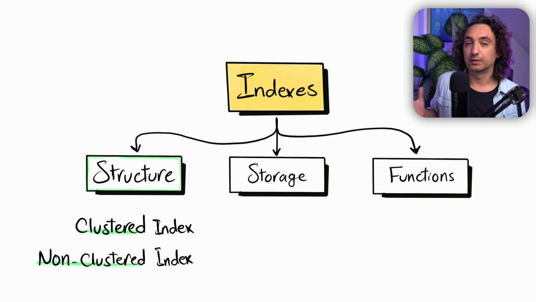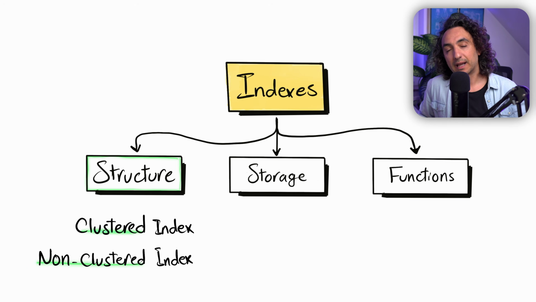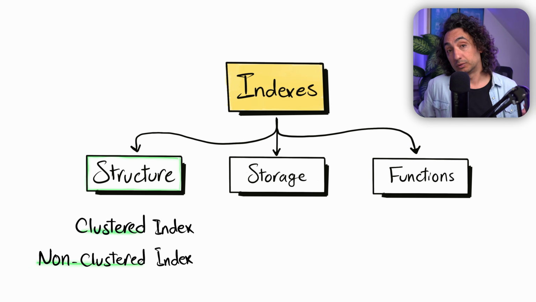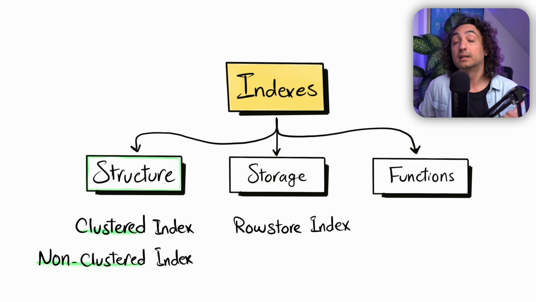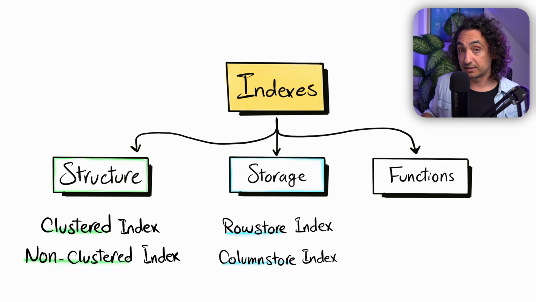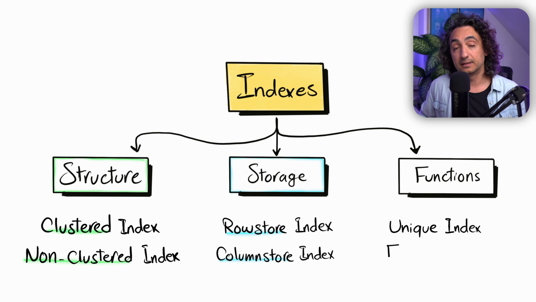Now we have another category for the indexes. We can divide them by the storage. In this category, we are talking about how the data is stored physically in the database. So we have two types: the row store index and the column store index. And the third category is the functions. Here we also have two types: the unique index and the filtered index.